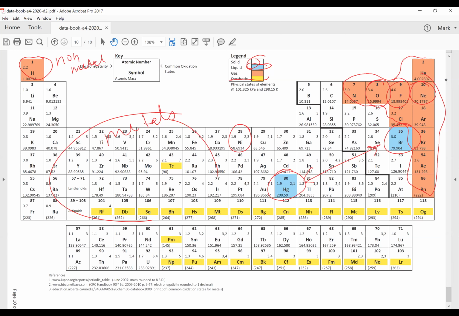The synthetic stuff we don't have to worry about for now. Synthetic just means it was created in a lab. It's not technically found on Earth naturally. It's been made by humans.